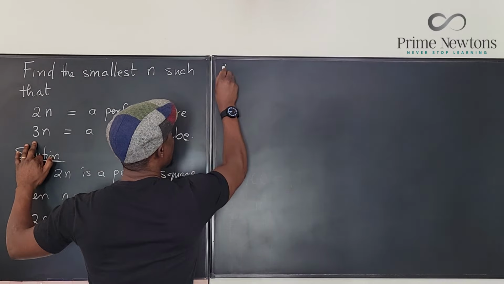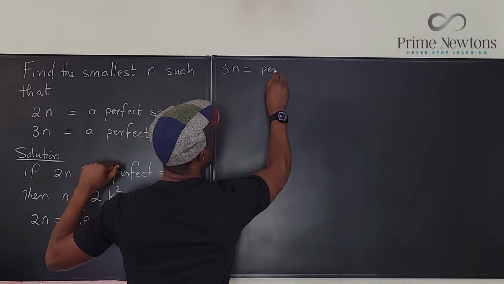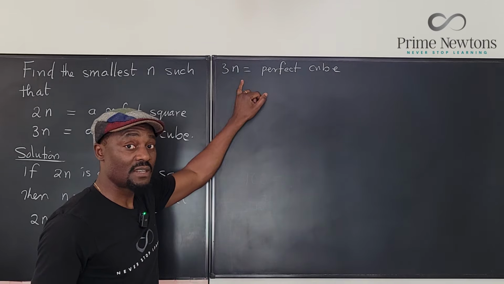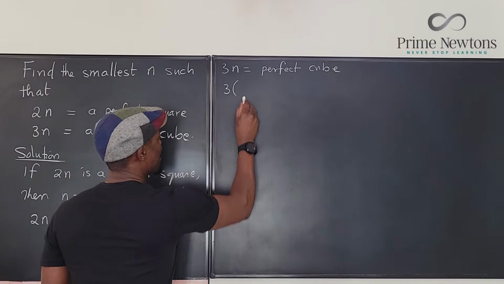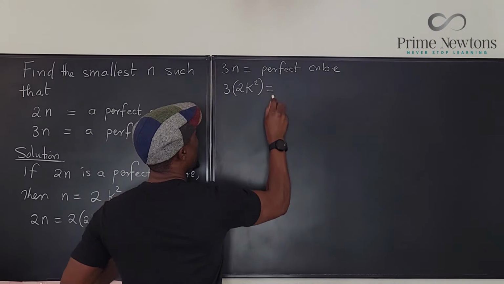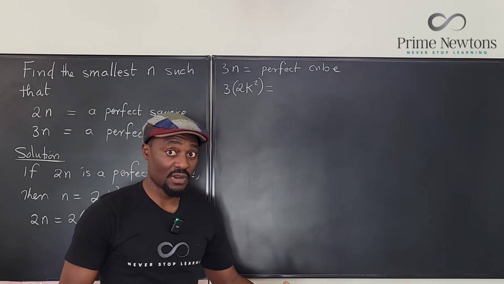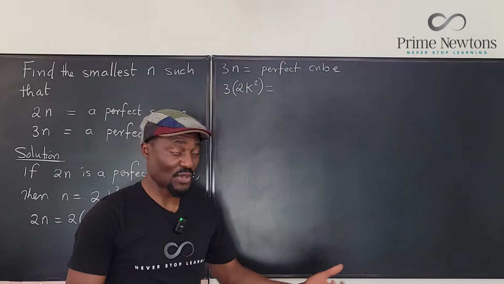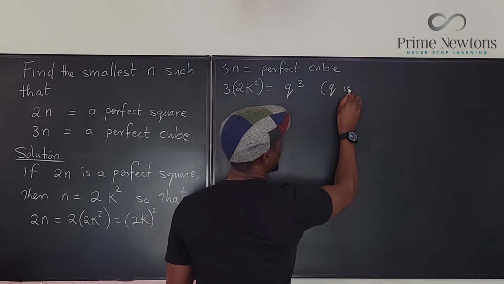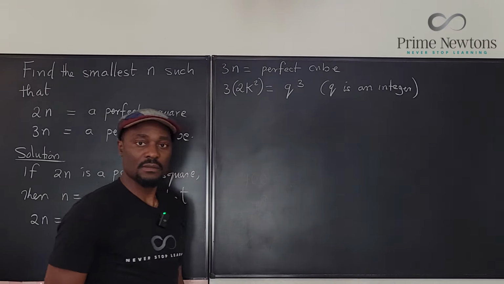Now, 3n is equal to a perfect cube. Instead of writing 3n, I'm going to be writing 3 times, remember I said my n is 2k squared. 3 times 2k squared is equal to a perfect cube. How do you represent a perfect cube? It's an integer raised to the 3rd power, right? So I'm just going to write it as, let's say, q cubed, where q is an integer. That's it. That's all I need.